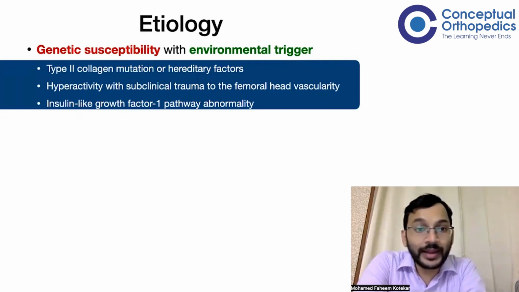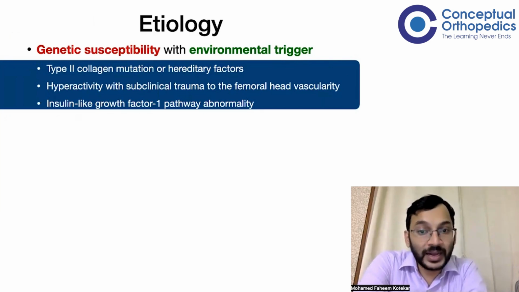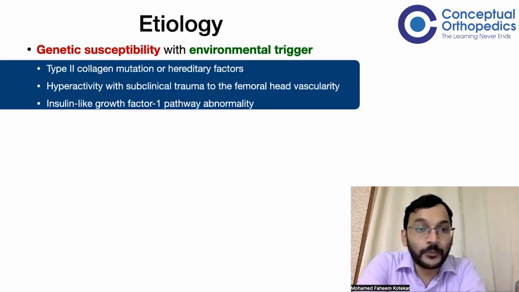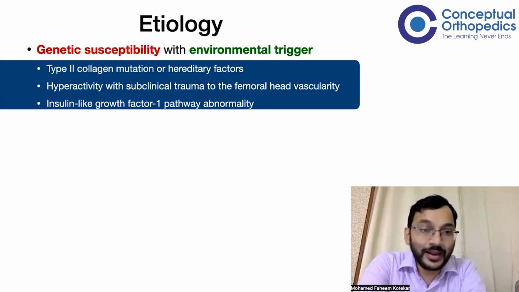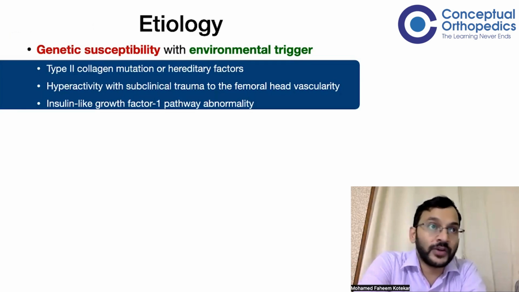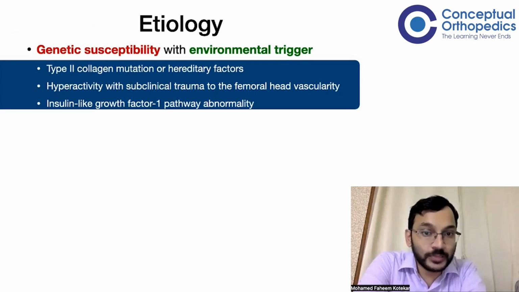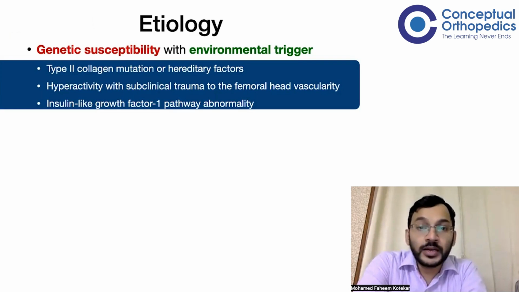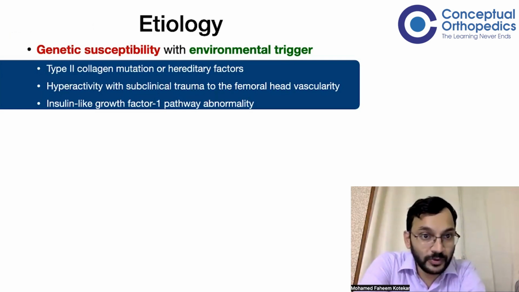Okay, then it was told that the insulin-like growth factor 1 pathway, which all of us know, the IGF-1 pathway, is important for the growth of both bones and the brain. Now, if there was an abnormality in this particular IGF-1, then it was told that both the bone and the brain will not work, which will lead to hyperactivity or a sort of attention deficit hyperactivity disorder in these children, which would lead to subclinical trauma due to the hyperactivity. And this subclinical trauma would lead to femoral head dysvascularity. Okay, so these were the genetic susceptibilities.